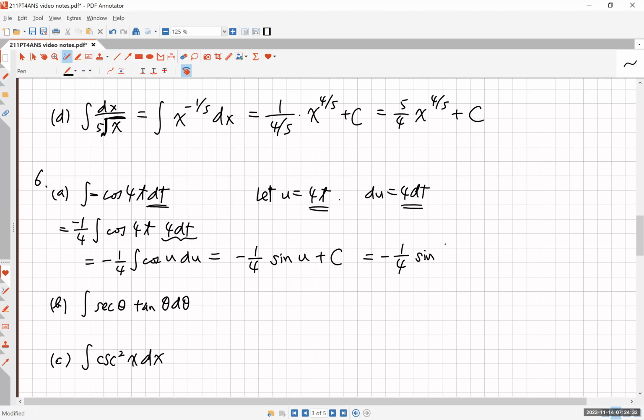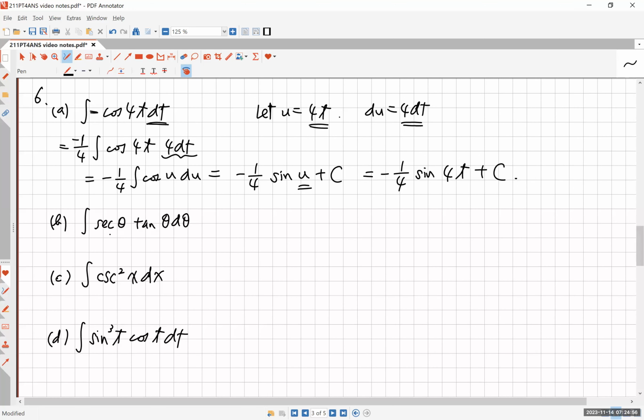And so I'm going to have to go back to the world of t, and instead of calling this u, I should call this 4t. The question was asked with t, so I don't really have the liberty to leave my u there. -1/4 sine 4t plus c.